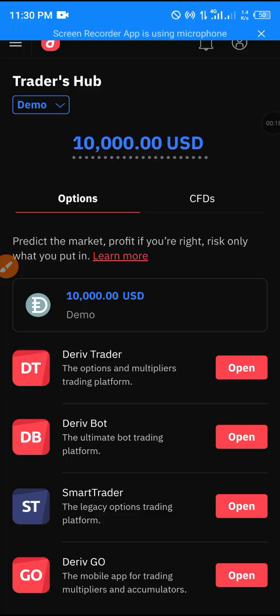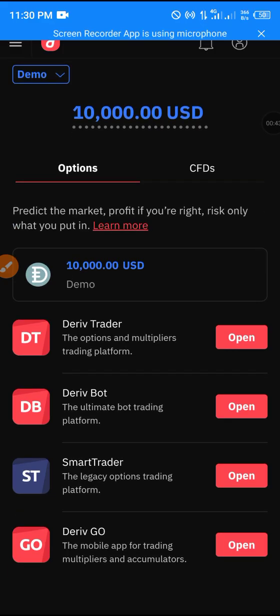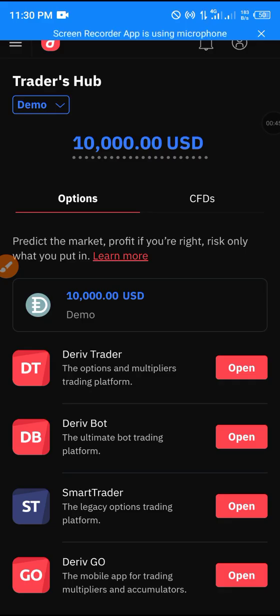This is the demo that I'm going to use to teach you accumulators, because the demo and the real account are the same thing. They work the same way. Just that a demo is money you cannot withdraw, but rather a place for you to practice. So right now, this is the Deriv I'm talking about, but this is demo.